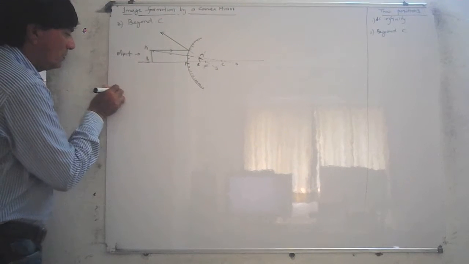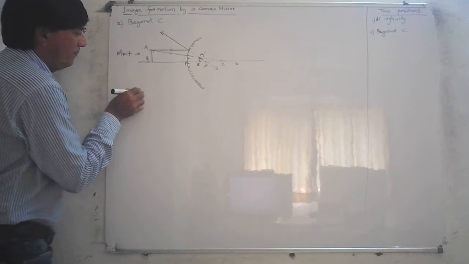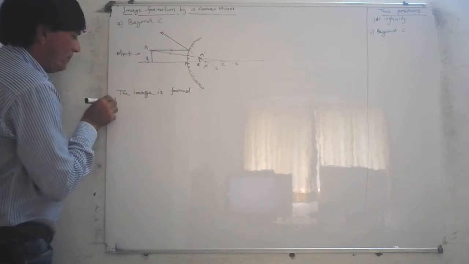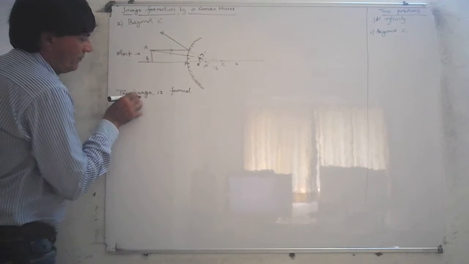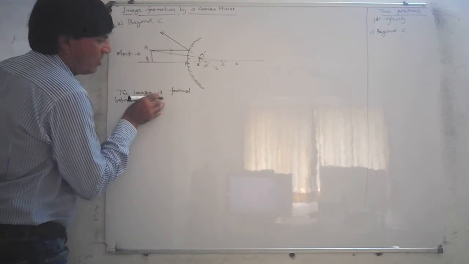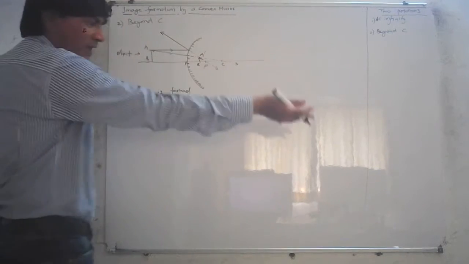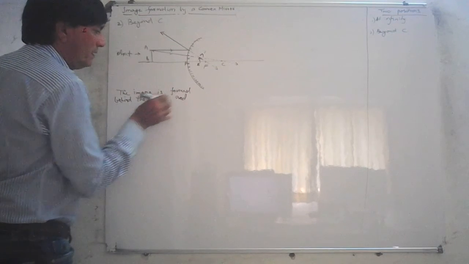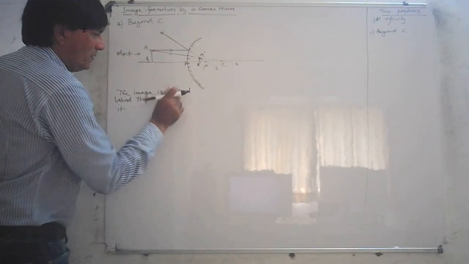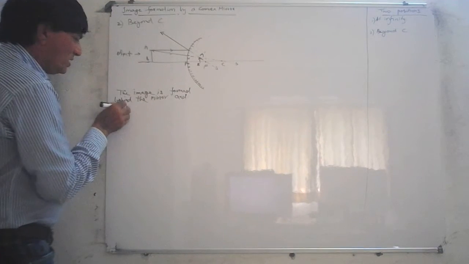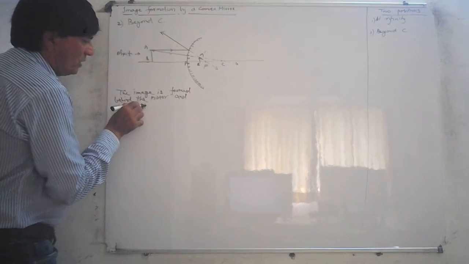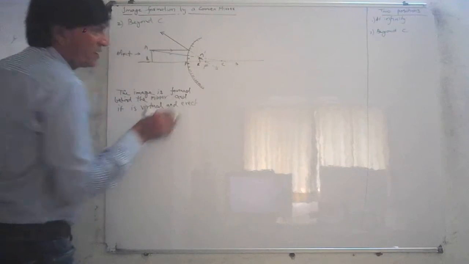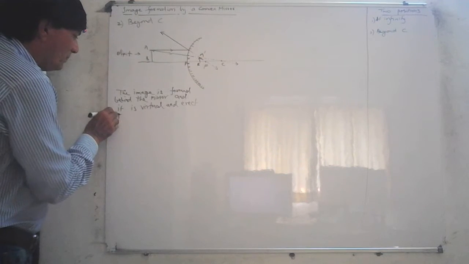So the image is formed behind the mirror, on the other side. This is in front of the mirror, and this is behind the mirror. The image is formed behind the mirror and it is virtual and erect. The image is virtual, it is erect.